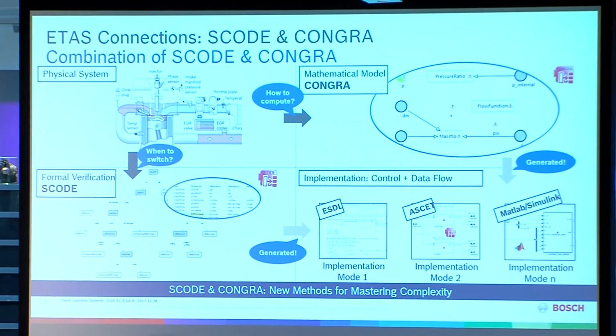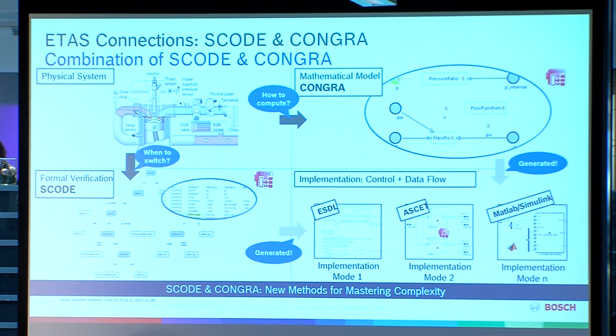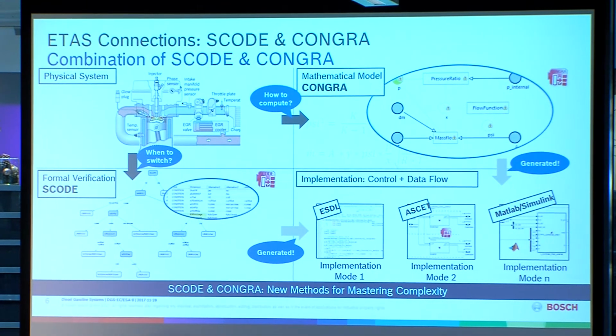So we bring the two together, and the level of abstraction at which we model is one level higher. So whether you generate MATLAB or ASCII code, that doesn't matter. You are one level up, and that helps because abstraction reduces complexity.